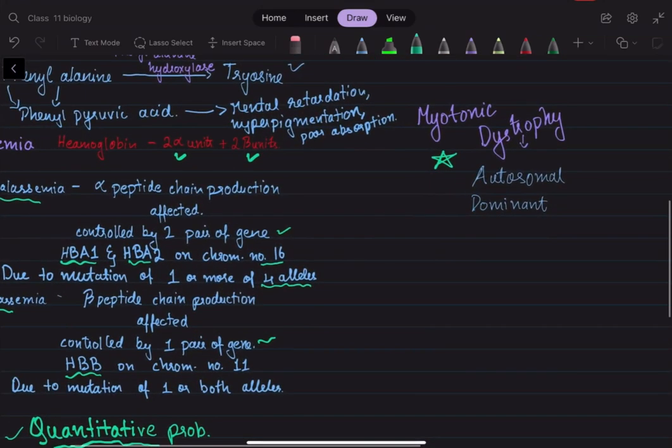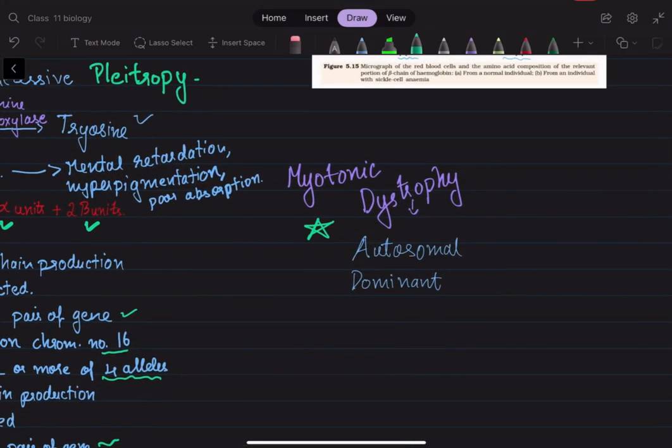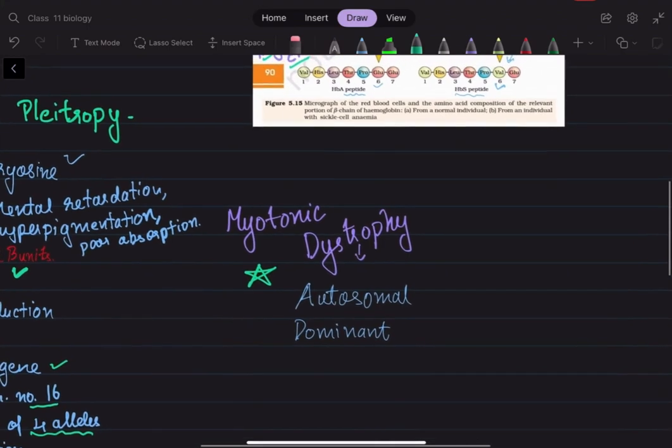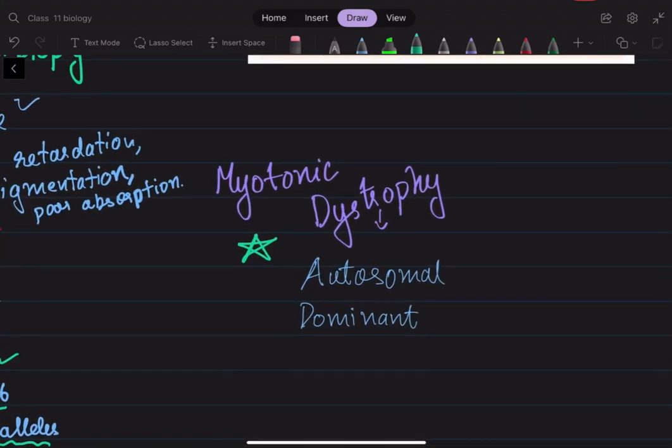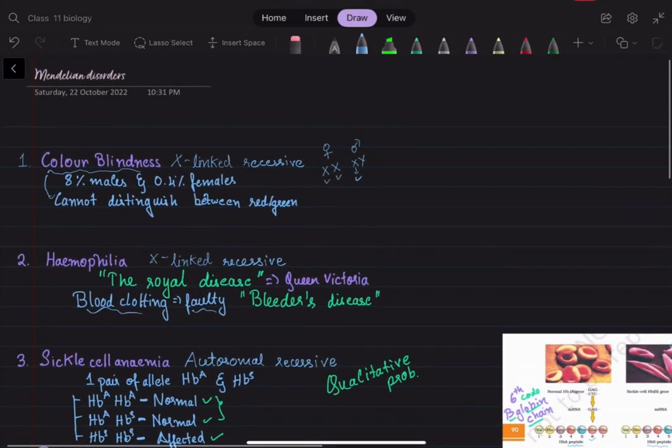Coming to an example of an autosomal dominant disease, that is myotonic dystrophy. In this disease, progressive degeneration of the muscles is seen due to prolonged muscle spasms, and a lot of muscle weakness is also seen. This is the only example of autosomal dominant that we should remember. So these were a few Mendelian disorders.